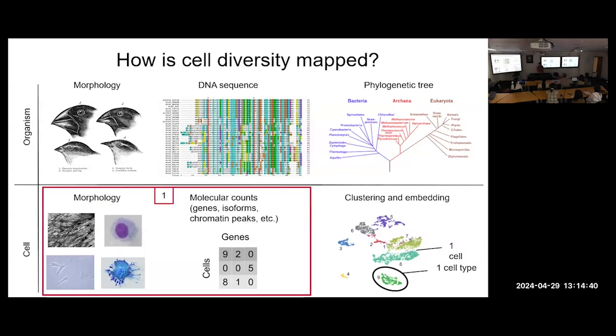All right, end of the intro. Story one is about putting together these two things: morphology of cells and generally optical appearance of cells, and molecular counts.